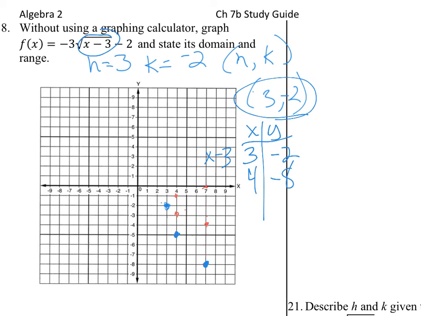I'm sorry, x is not 4. Yeah, it is. Right, x is 4. Why do I have negative 8? I must have been all messed up in my head. So let's see. That is 4, then this is 1. 1 times negative 3 is negative 3, plus negative 2 is negative 5. Boom, there we go.